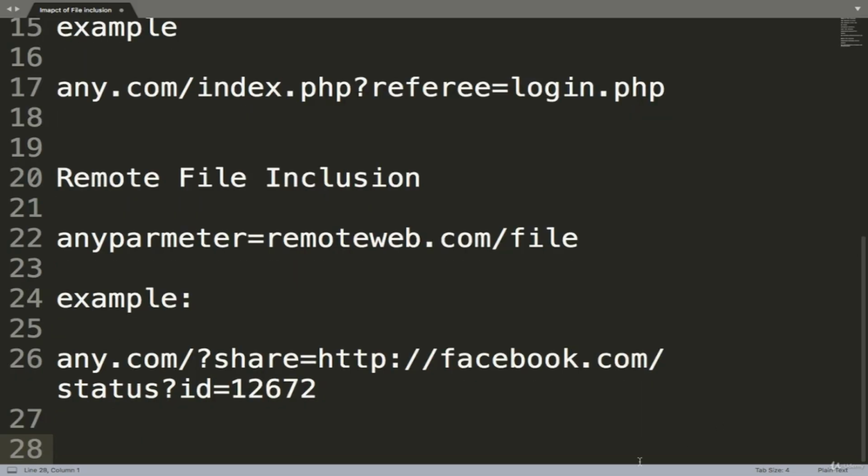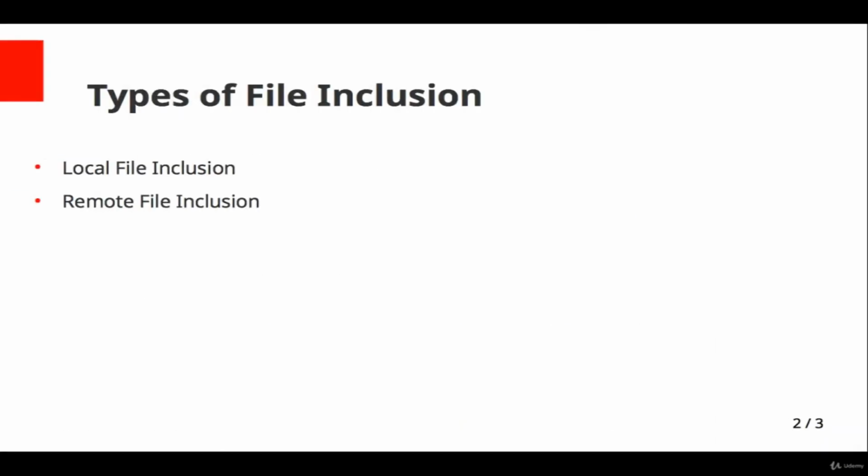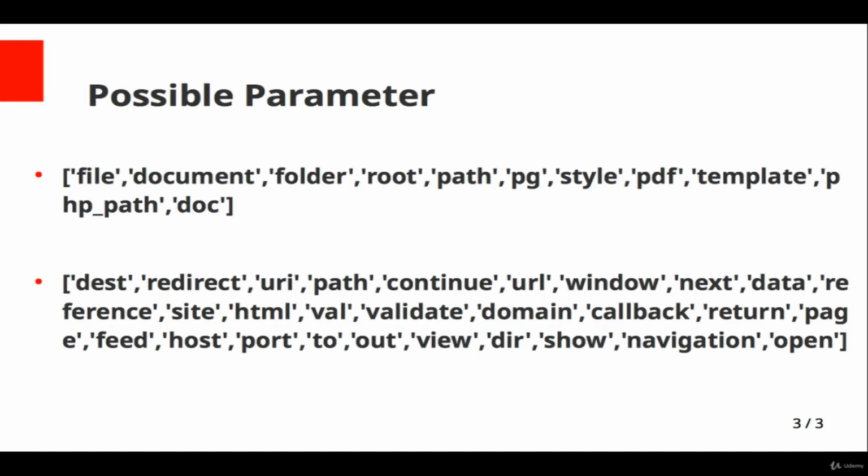It's not necessary that it be any parameter. Let's talk about the possible parameters first. These are some common parameters you have to look for in LFI and RFI, like file, document, folder, root, path, pg, style, pdf, template, php path, document, destination. These are for local file inclusion, and others for remote file inclusion. I hope the idea about file inclusion is clear to you. If not, we will have a discussion session.